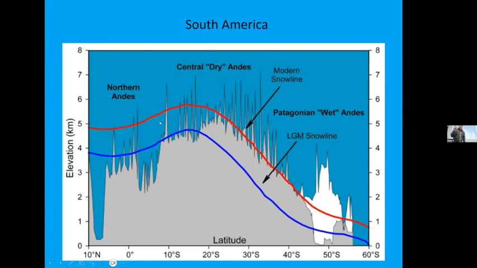Again, the red line is the modern, at least prior to about 2000, equilibrium line altitude. The blue line is the LGM. Some people call it the snow line. It's where snow survives the summer. It's kind of the same thing. When we get to the central dry Andes, which I'll talk about after the break, a lot of these highest points are poking through, and I'll explain why.